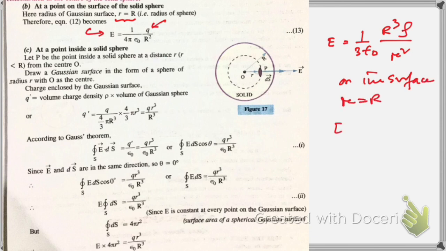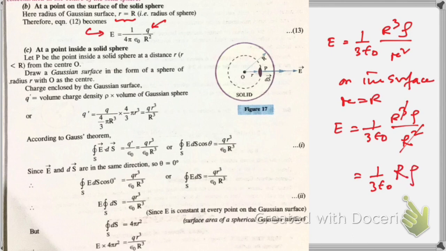In that case, E is equal to 1 by 3 epsilon naught, capital R cube by rho. So small r is replaced by capital R. Here is square, so this is going to cancel this. So our result will be 1 by 3 epsilon naught, r rho. That is what we will get.